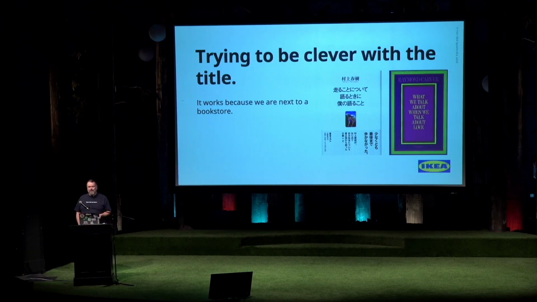The title comes from a book by Haruki Murakami. It's called What We Talk About When We Talk About Running. The book's about running marathons. I found out after I submitted the talk and did my research that it's actually an homage to a book called What We Talk About When We Talk About Love. So this presentation could really be what we talk about when we love observability and we need to create an observability framework.